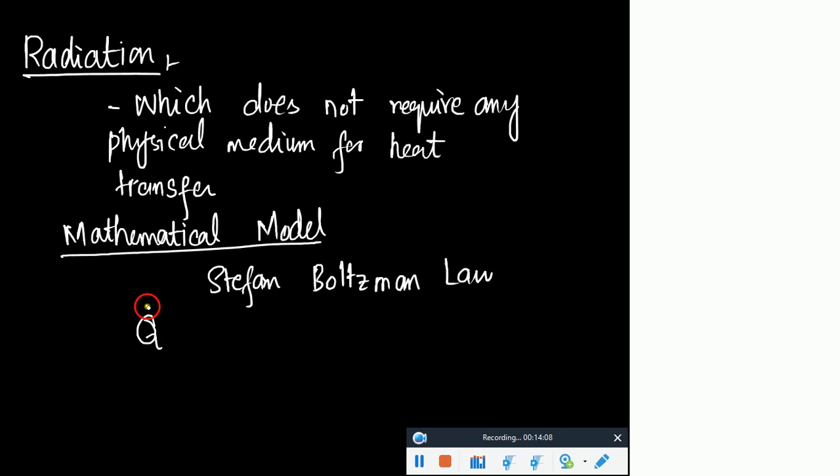The Stefan Boltzmann law says that this Q dot, and I would just put radiation in the subscript, is basically epsilon sigma area, and this T_B. By the way, this T_B is the surface of the body. I mean, this B is for body.